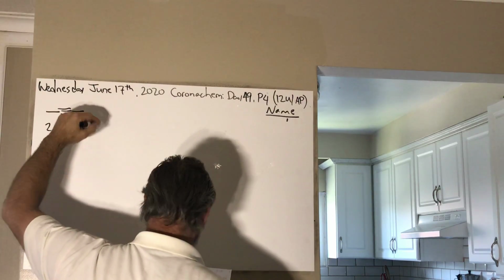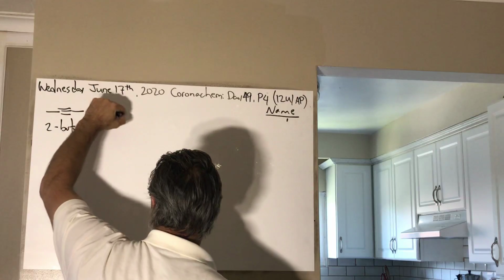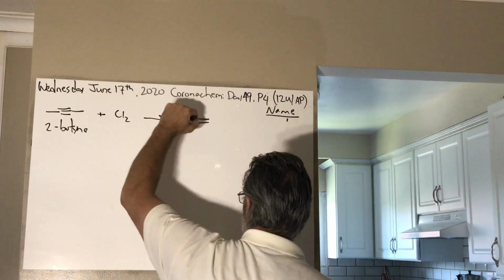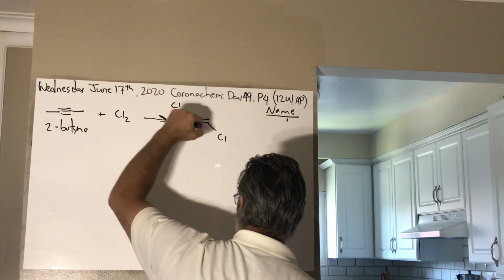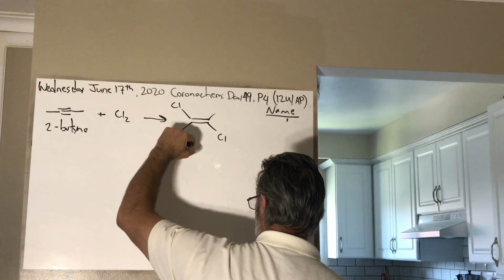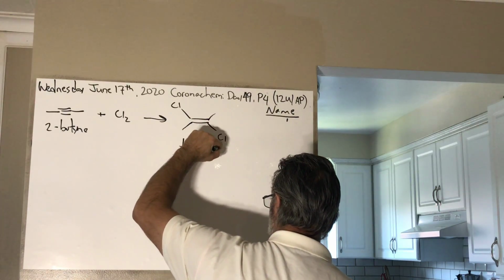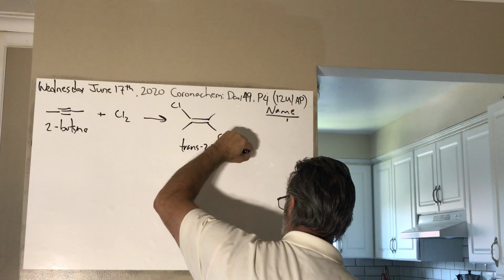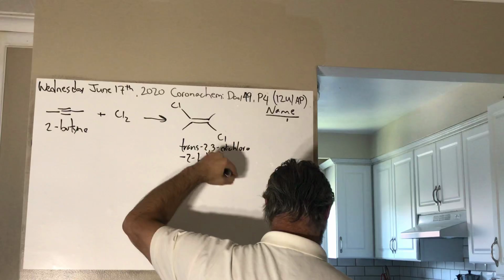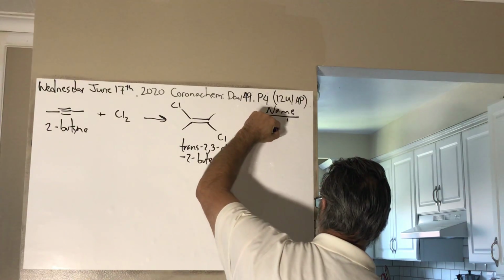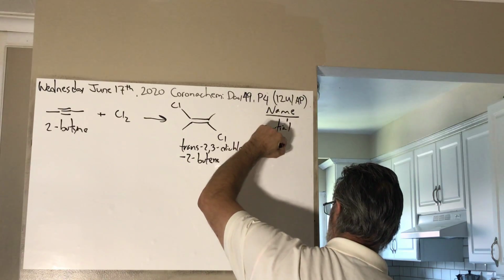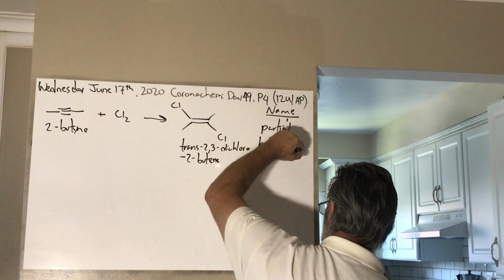And if you expose it to chlorine gas, you will end up with a substituted butene. It will become trans 2,3-dichloro-2-butene. So it's called partial halogenation of an alkyne.